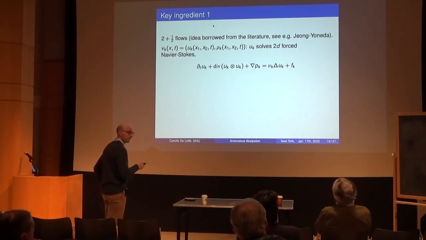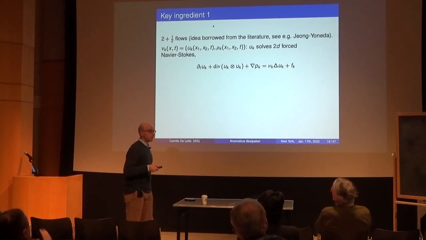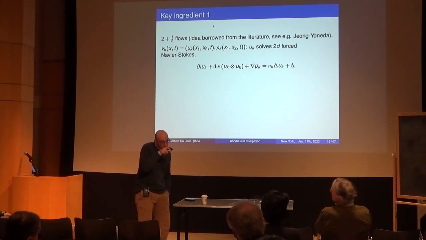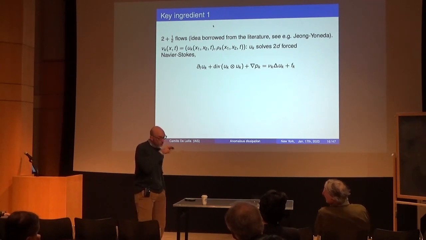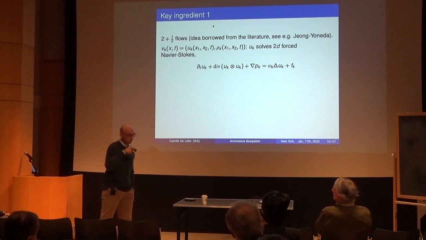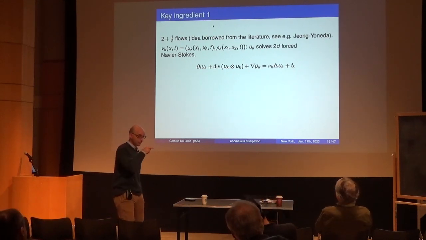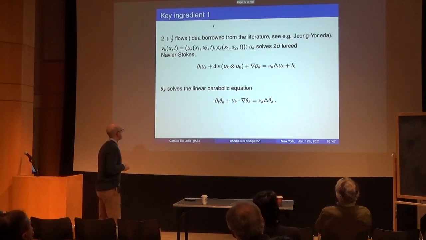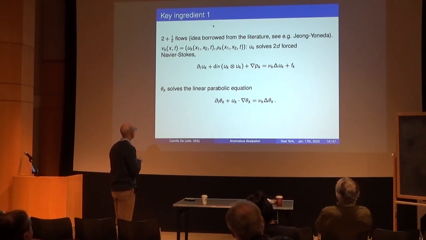The third component depends also on the first two variables, but what is important is it's non-zero. For a two-dimensional flow, the third component would be identically equal to zero, and the first two would only depend on the first two variables. Okay, so the third component of the velocity solves a linear parabolic equation at that point.